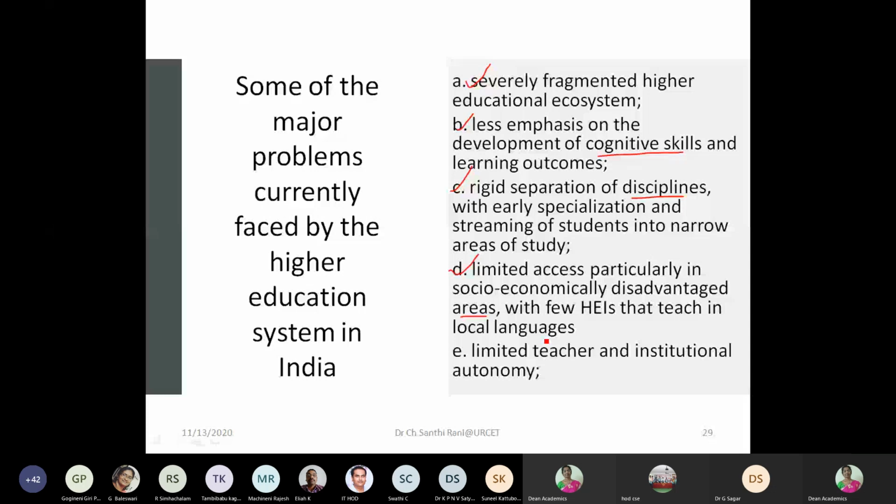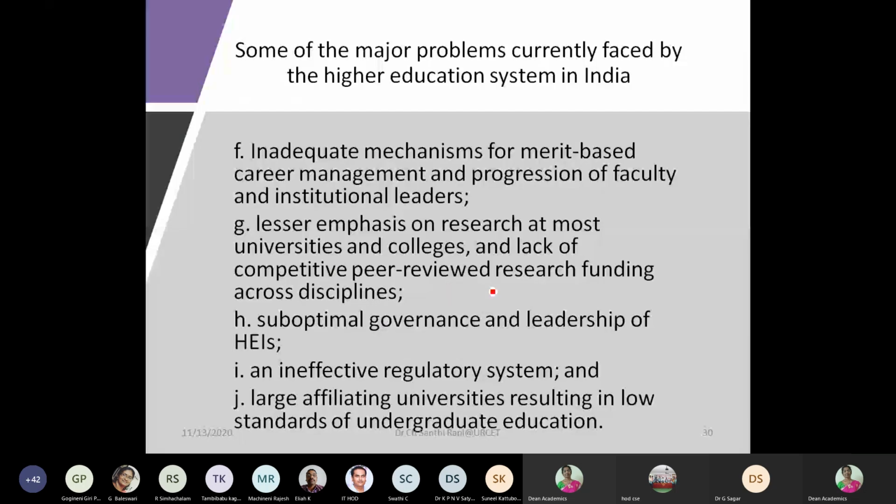Actually, to my knowledge, there are very few institutions that teach higher education in the local language. So far I have not come across any, but there may be some institutions. And limited teacher and institutional autonomy. That is another major problem at present, and inadequate mechanism for merit-based career management and progression of faculty and institutional leaders. And less emphasis on research at most of the universities and colleges.